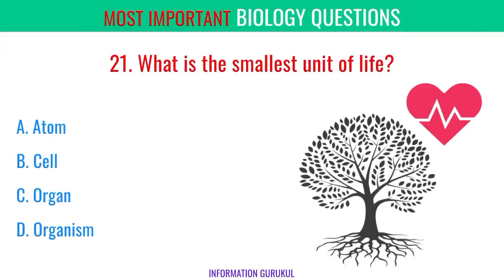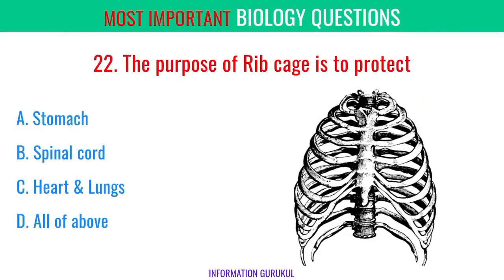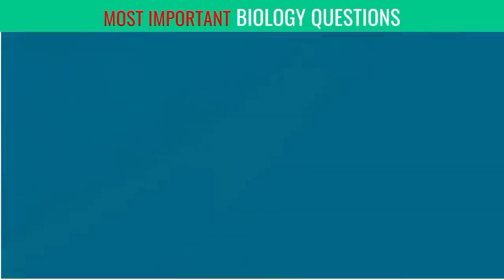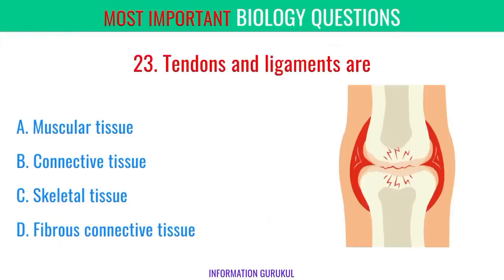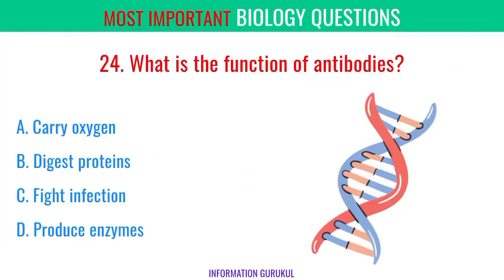What is the smallest unit of life? Cell. The purpose of rib cage is to protect heart and lungs. Tendons and ligaments are fibrous connective tissue. What is the function of antibodies? Fight infection.